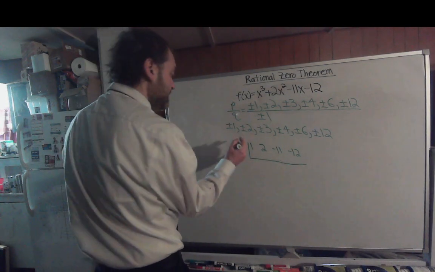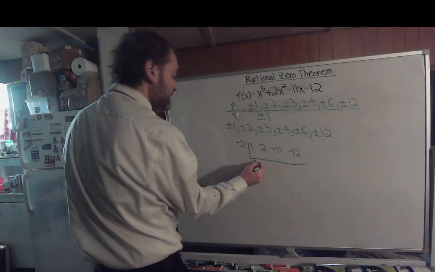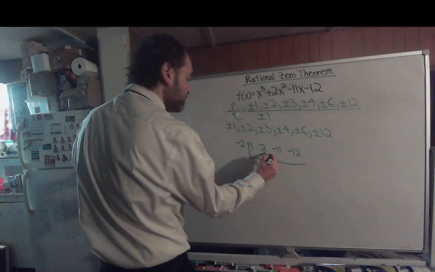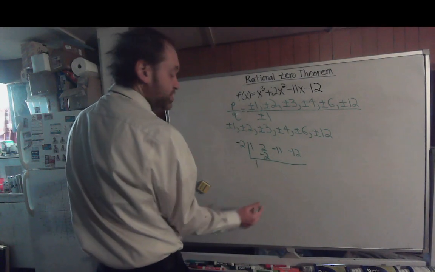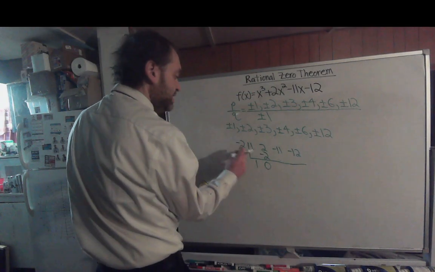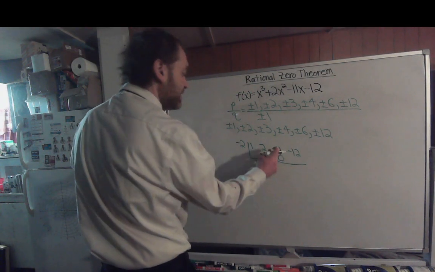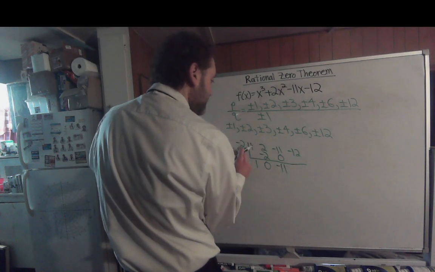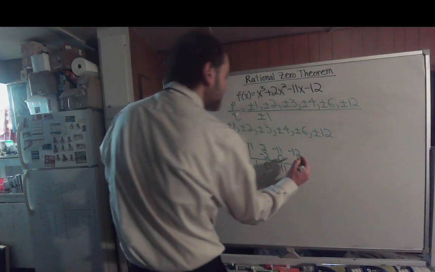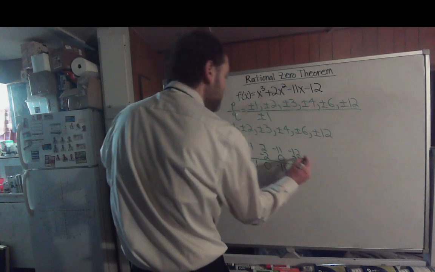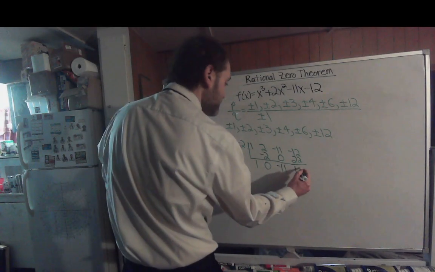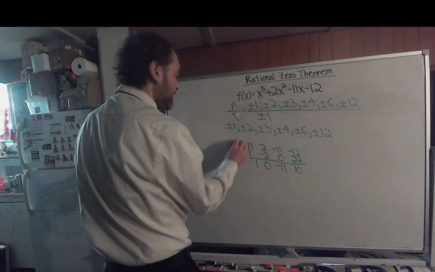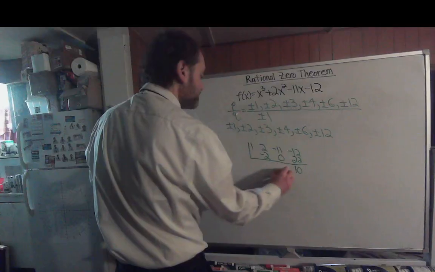Let's try negative 2. So bring down your 1. Alright, negative 2 times 1 is what? Negative 2. 2 minus 2 is 0. Negative 2 times 0 is 0. Negative 11 plus 0 is going to be negative 11. Negative 2 times negative 11 is positive 22. Negative 12 plus 22 is 10. We have a remainder of 10, so negative 2 is not a rational zero that would work.